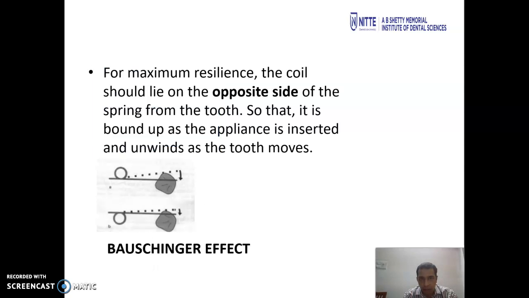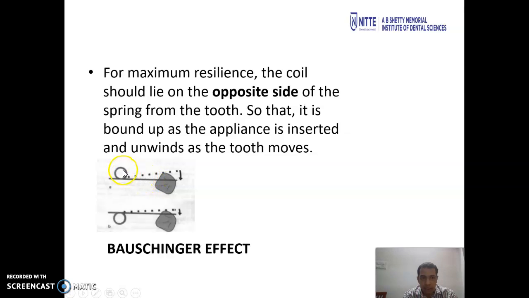Now, a few slides back I had mentioned something called the Boschinger's effect. When we see the picture over here, there is a first picture with a longer arrow and the second picture with a shorter arrow. Now we see that the arrow is longer. The dotted line is when the spring is activated.